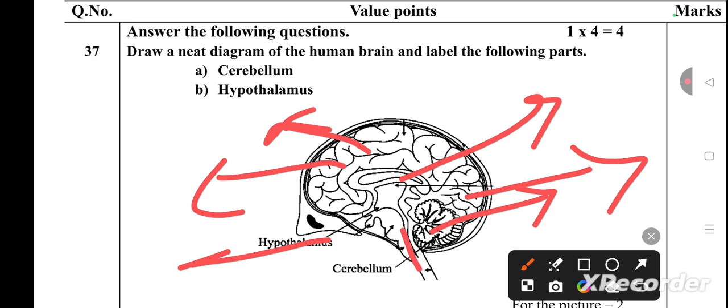Then what? Spinal cord. The pons is here, and this is the covering. Sometimes they ask for the cranium, or we call it the skull.